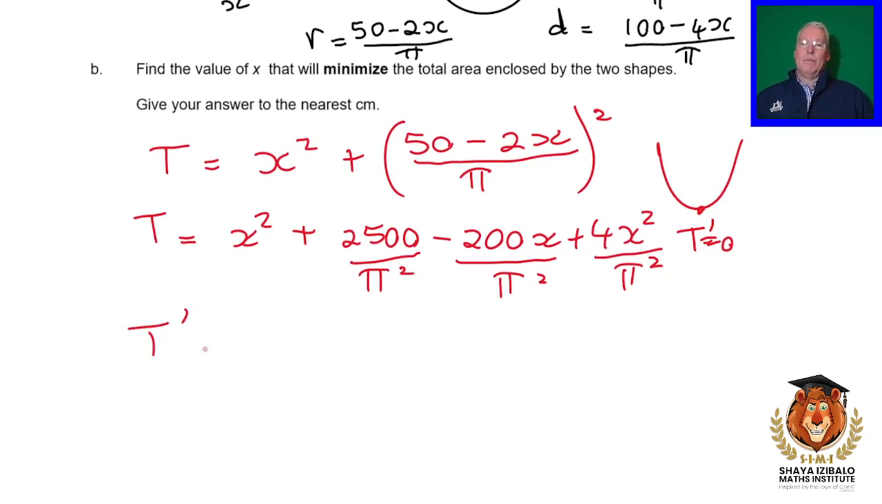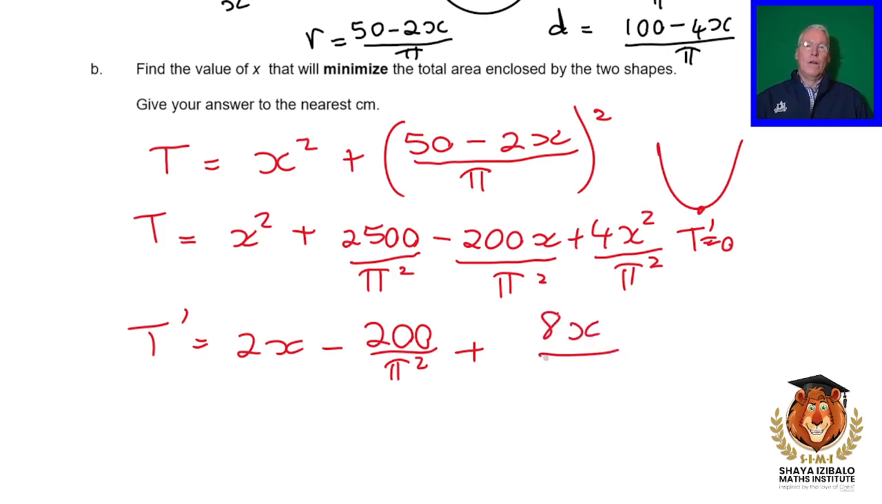T dashed is going to be 2x. This is just a constant, so it'll go to 0. This is going to be negative 200 over pi squared. And this last one is going to be 8x over pi squared. Okay, and we want this to equal 0.